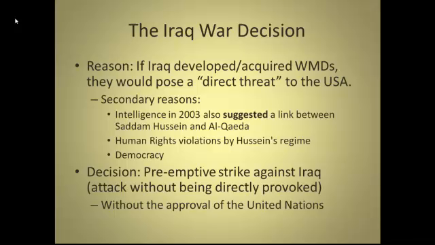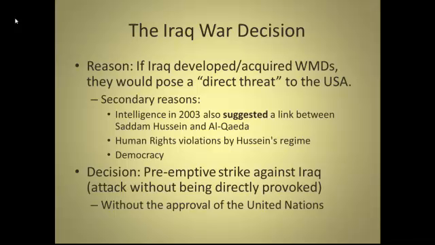But there were also a couple of other, smaller secondary reasons. One of them said that there was a link between Saddam Hussein and Al-Qaeda. The CIA and other intelligence suggested that these organizations could be working together. There were also a long list of human rights violations committed by Saddam Hussein's regime. And there was also the idea that the United States wanted to bring democracy into Iraq and into the Middle East. So the decision was made to take a preemptive strike against Iraq.